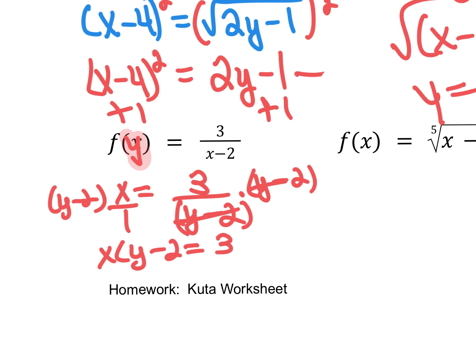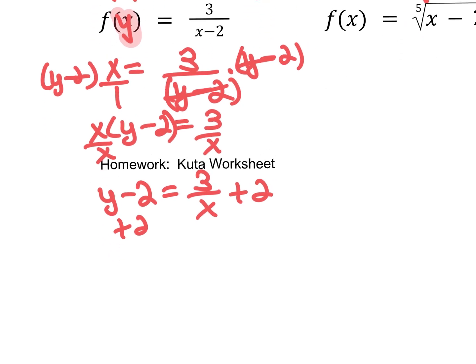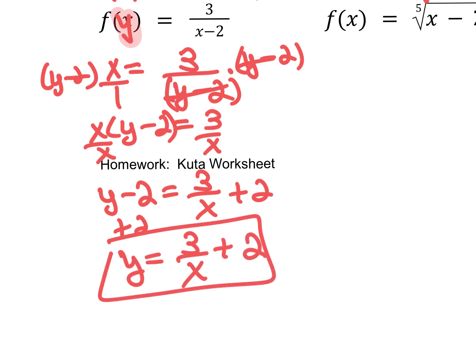Those two are going to cancel. And I don't want x times y minus 2, so I'm going to go ahead and divide by x on both sides. Okay, which leaves me at y minus 2 equals 3 over x. I want to add 2 to both sides, so I would have y equals 3 over x plus 2. And for right now, we are not necessarily going to worry too much about domains or intervals or anything. We're just going to look at what it means to be an inverse.